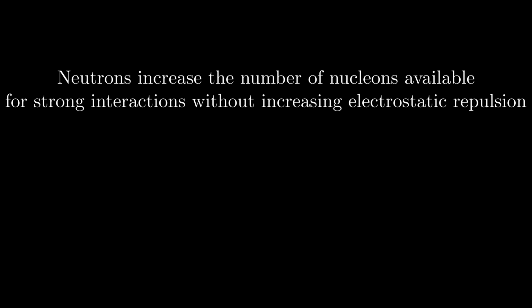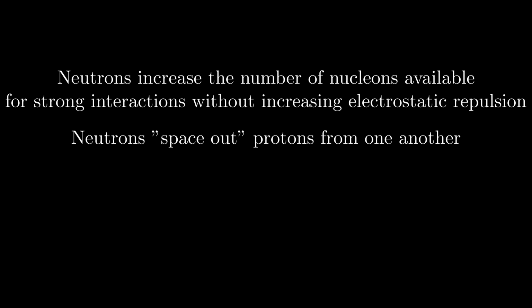2 protons is not a stable configuration for a nucleus. However, if we add a neutron, we get a stable nucleus. This is just the helium-3 nucleus from earlier. Now, there's a couple of reasons why adding neutrons increases the nucleus's stability. First, adding neutrons increases the number of nucleons that are available for strong interactions without increasing electrostatic repulsion, since neutrons are neutral. Neutrons also help to space out protons from one another.